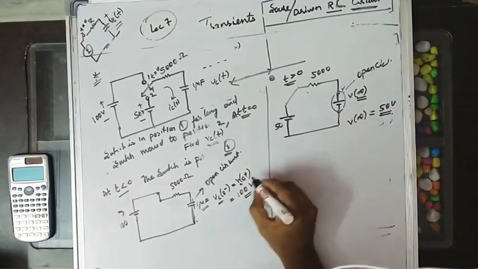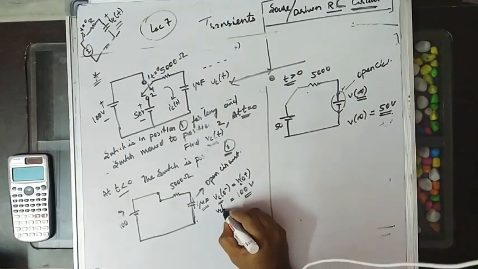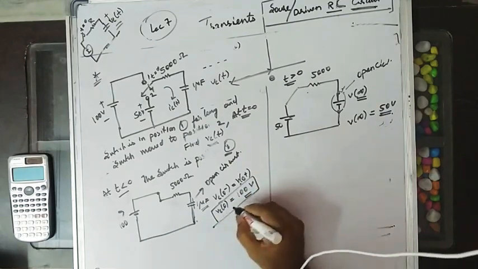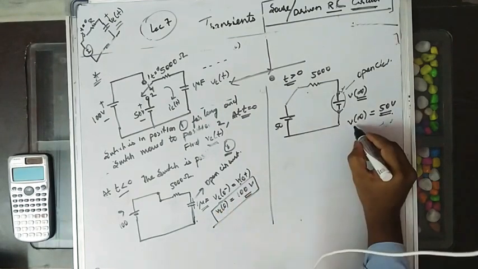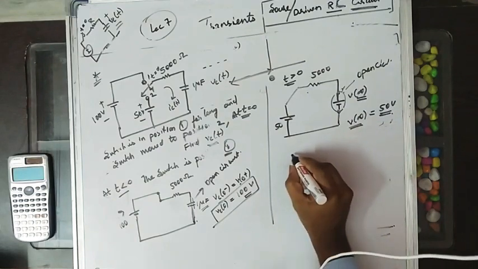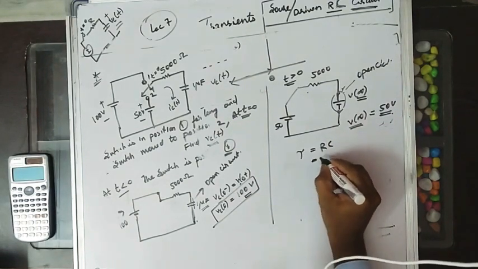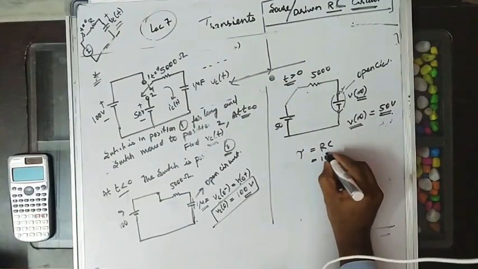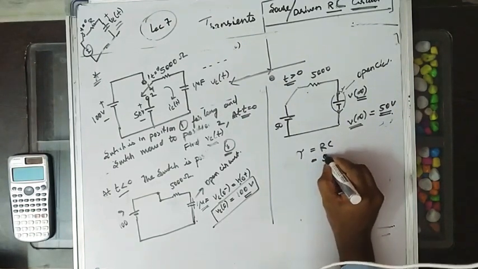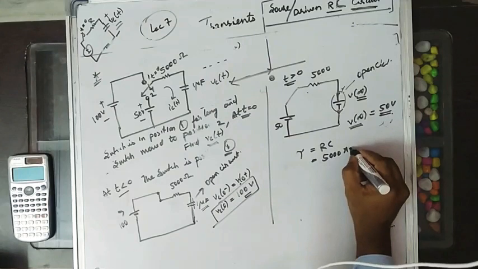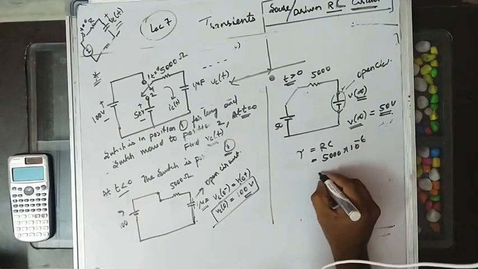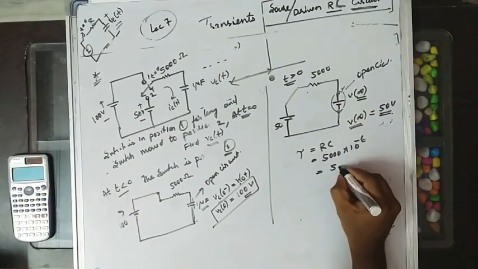So now we have Vc of 0 and Vc of infinity. Now the time constant tau equals RC. So R equals 5000 ohms, and C is 1 times 10 power minus 6. This becomes 5 milliseconds.